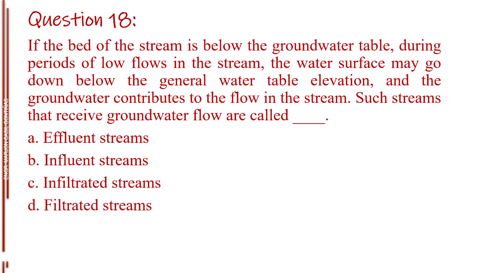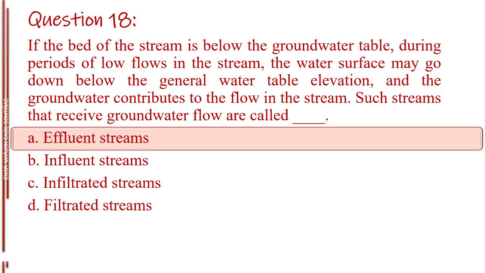Question number 18. If the bed of the stream is below the groundwater table, during periods of low flows in the stream, the water surface may go down below the general water table elevation, and the groundwater contributes to the flow in the stream. Such streams that receive groundwater flow are called blank. Letter A, effluent streams. Letter B, influent streams. Letter C, infiltrated streams. Letter D, filtrated streams. The answer is letter A, effluent streams.